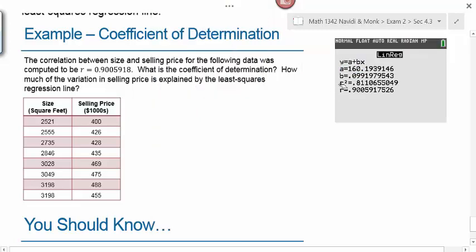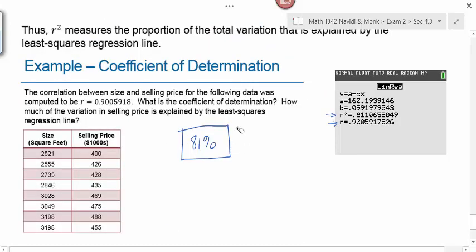If you don't see the R and the R square at this point, that just means that you need to turn your diagnostics on, and you can look back at the 4.2 video to see how to do that. R is our correlation coefficient, and that just measures the strength of the linear relationship. R squared is our coefficient of determination, and this number means that 81% of the variation in the problem can be accounted for, and that's called our coefficient of determination. It's not due to just chance.